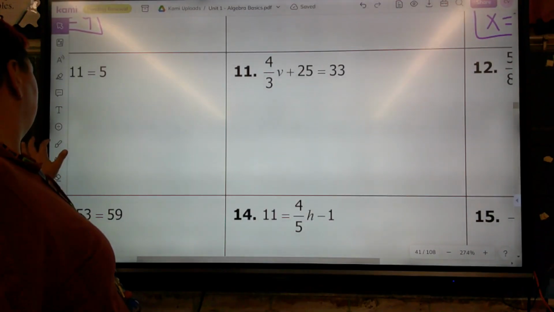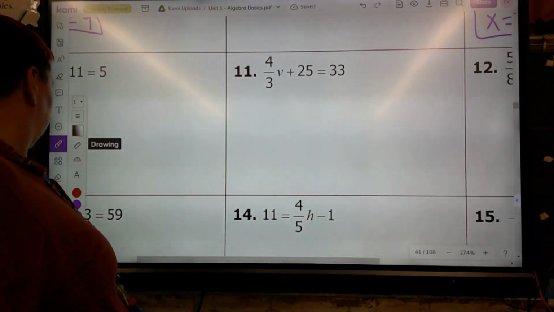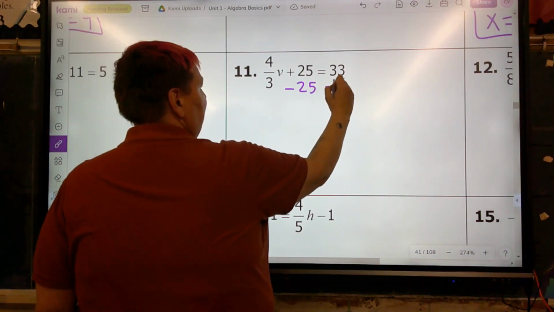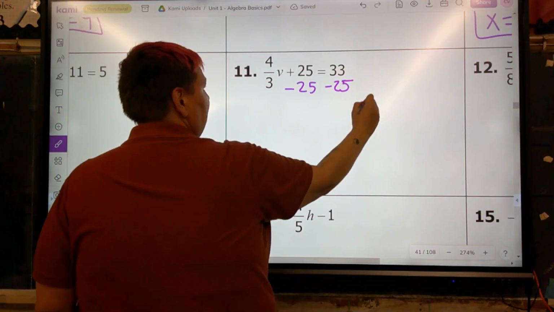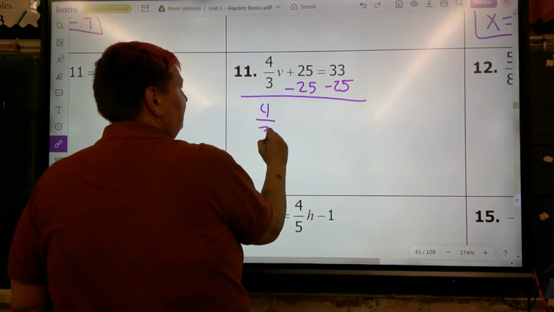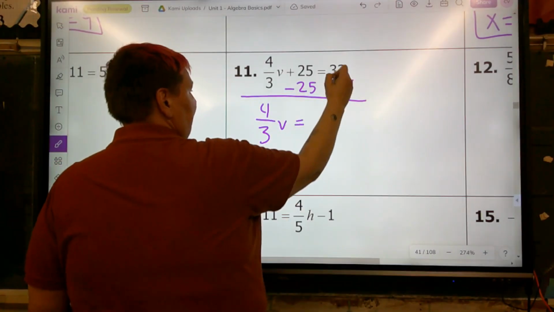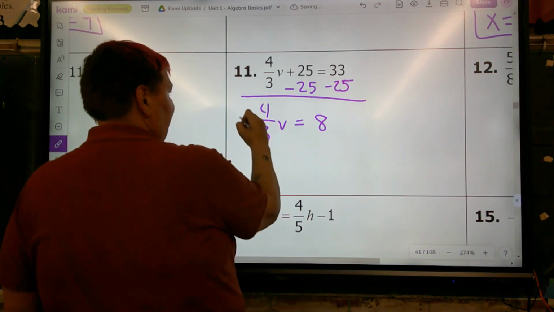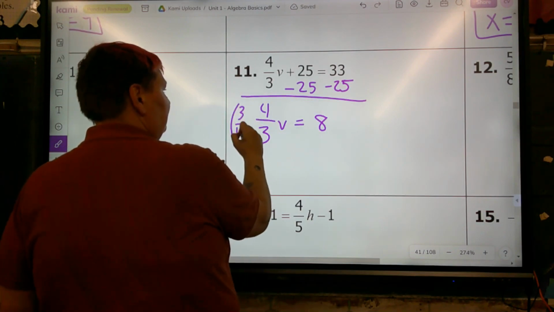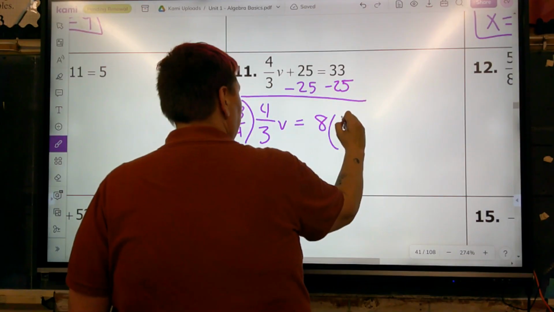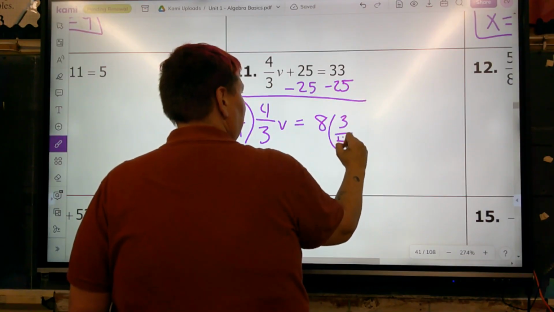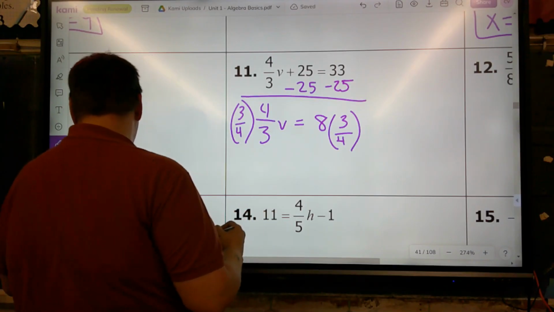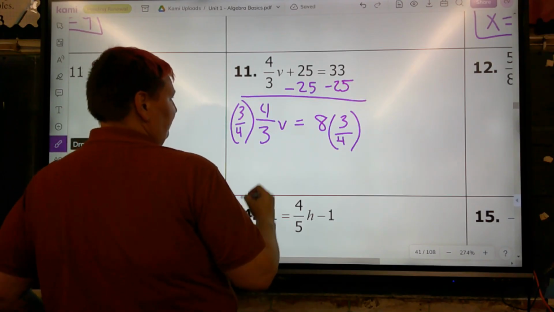11. Same thing. Opposites to get rid of the constant. Five eighths. Then flip and multiply. You can simplify first, or you can choose not to. Let's do it both ways.